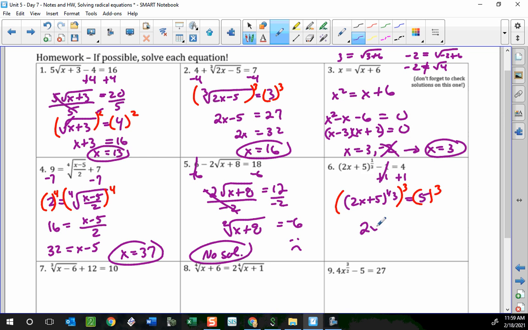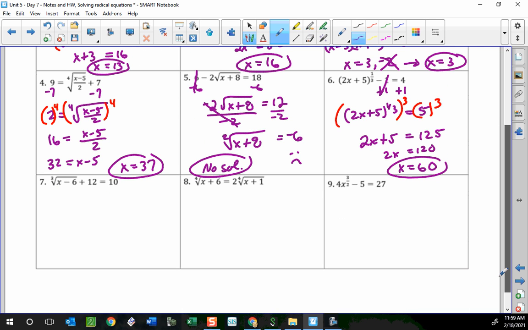So out pops 2x plus 5, and 5 to the 3rd is 125. All right, take away 5, I get 2x equals 120. Divide by 2, I get 60. All right, so number 7.